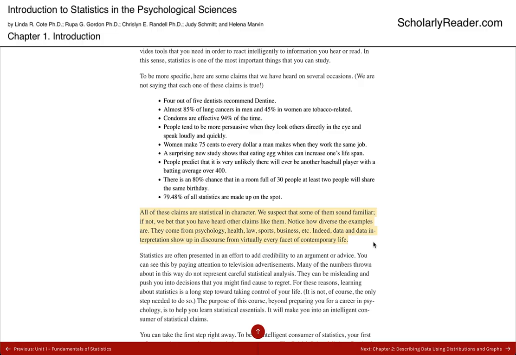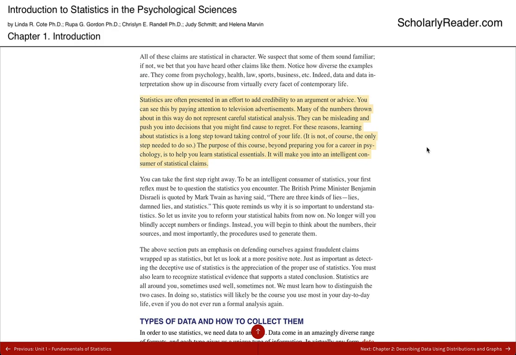We suspect that some of them may sound familiar, and if not, we bet that you have heard other claims like them. Notice how diverse the examples are. They come from psychology, health, law, sports, business, etc. Indeed, data and data interpretation show up in discourse from virtually every facet of contemporary life. Statistics are often presented in an effort to add credibility to an argument or advice.